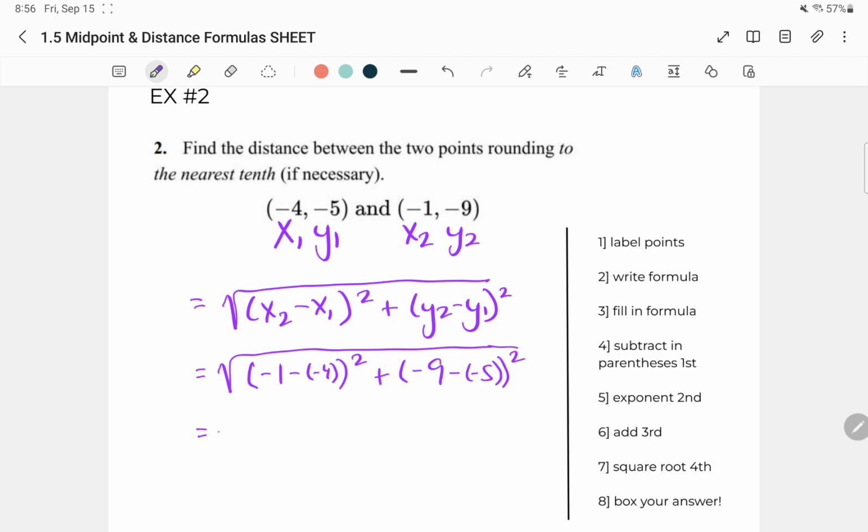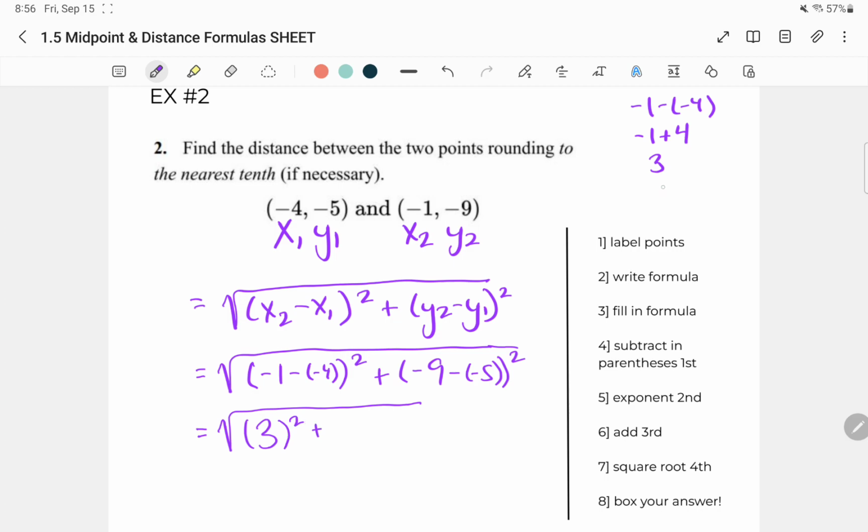And now we're going to simplify inside those parentheses. So -1 minus -4. Whenever I subtract negative numbers, I keep, change. So keep -1, change minus to a plus, and change -4 to +4. And now -1 plus 4 gives me +3. So this is going to be 3 squared.